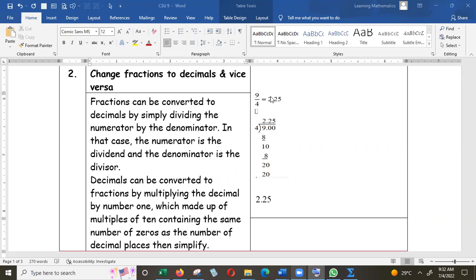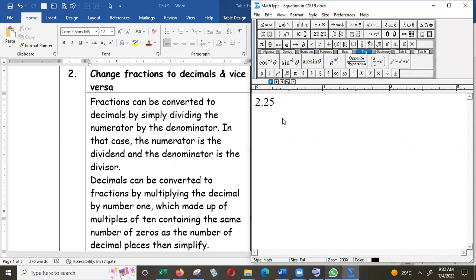Fractions to decimal. Now, decimals can be converted to fractions by multiplying. So we all know multiplication is the reverse operation of dividing. So to change a decimal to a fraction, you have to multiply. So you multiply the decimal by number 1. Now, not just any number 1. A number 1 which is made up of multiples of 10, containing the same number of zeros as the number of decimal places. Then you simplify. Okay, so let's do that then.